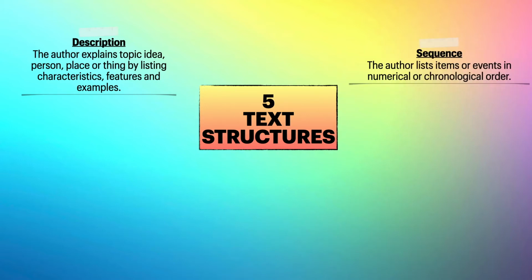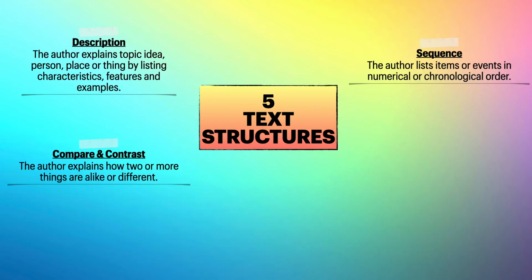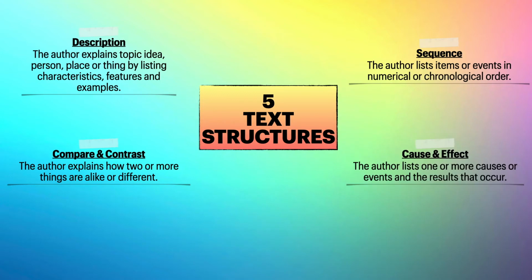Sequence. The author lists items or events in numerical or chronological order. The order of events, or how to do something, is described in the text. Compare and contrast. The author explains how 2 or more things are alike or different. Cause and effect. The author lists 1 or more causes or events and the results that occur.